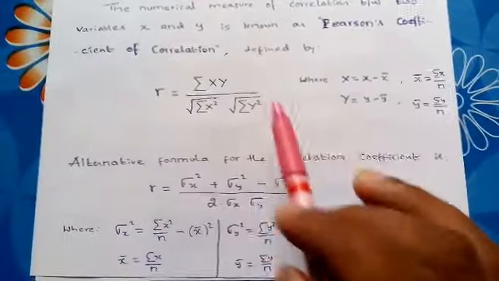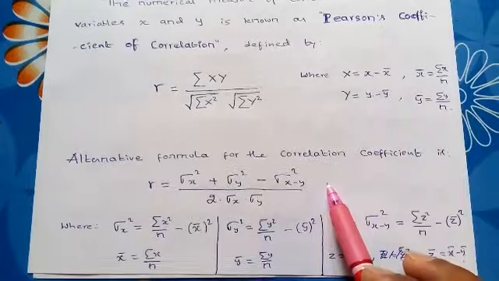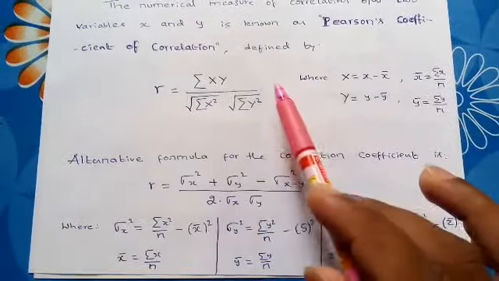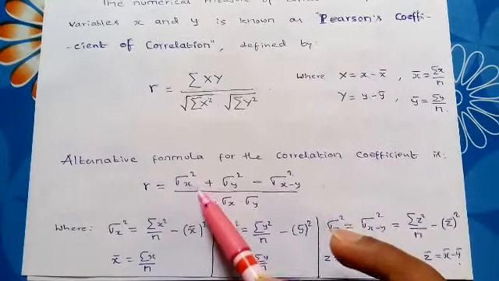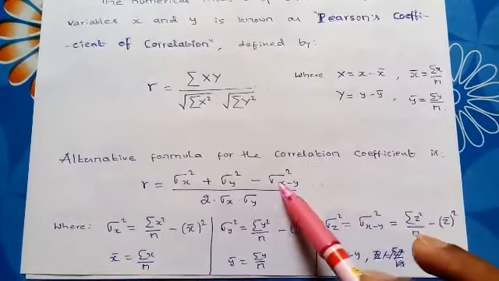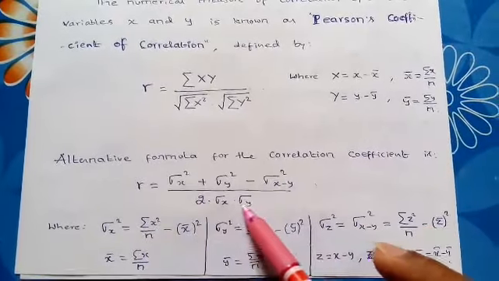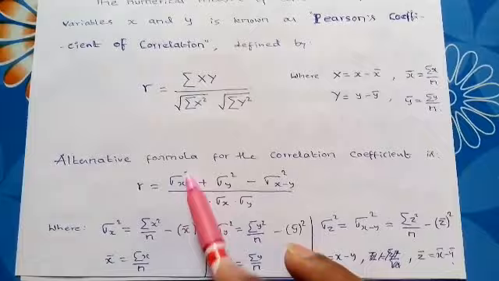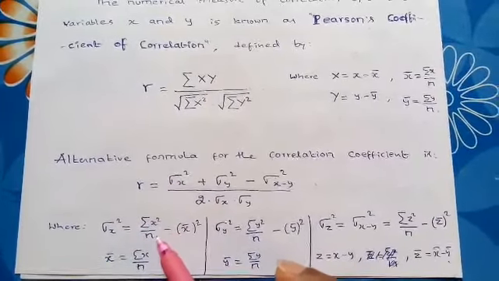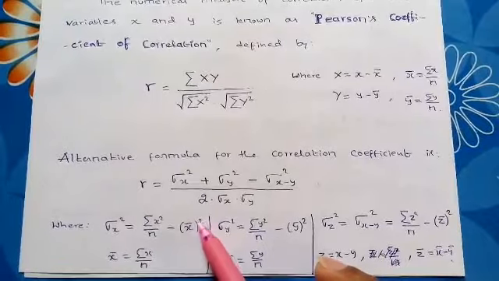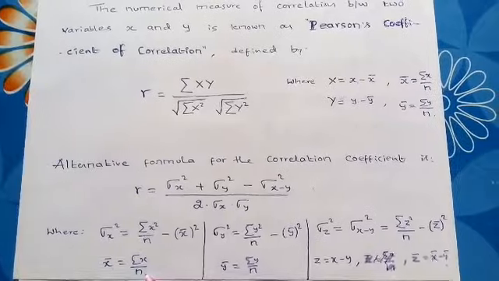Here an alternative formula for the correlation is defined by this formula. So you have to remember either this one or this formula. Here r equals sigma x square plus sigma y square minus sigma x minus y square divided by 2 into sigma x into sigma y. Here sigma x square equals summation of x square divided by n minus x bar square. Here x bar means sum of x values divided by n.